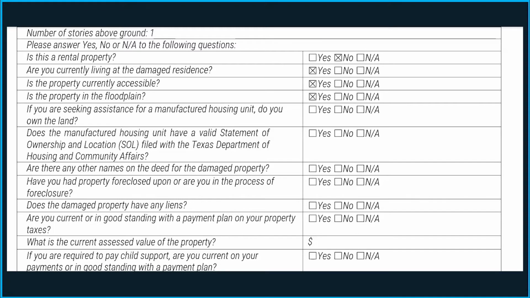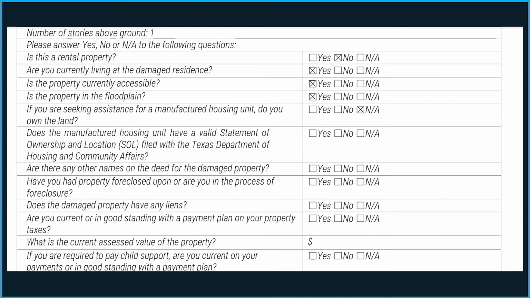If you are seeking assistance for a manufactured housing unit, do you own the land? If the applicant does not own the land, then the house cannot be bought out or acquired. Remember, Bobby's applying for a single-family residence, not a mobile home, so he put NA.